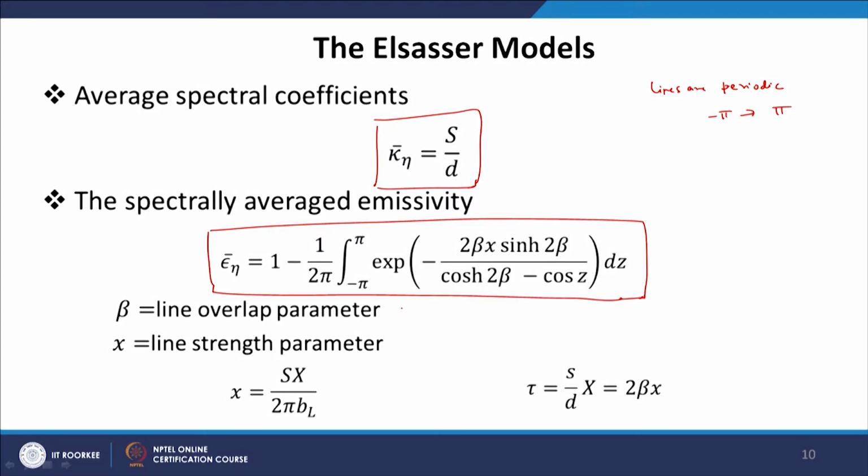Beta is given by pi BL by D, where BL is the Lorentzian width and D is the separation distance. X is the path length, S is the line strength, and the parameter is 2 by BL. Tau is the optical thickness, which is defined as S by D into X, or 2 beta X. So, this is the Elsasser model.